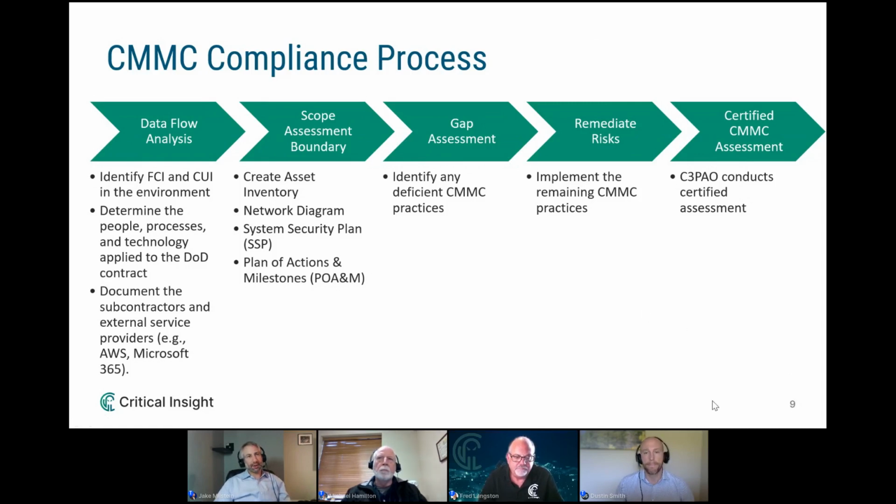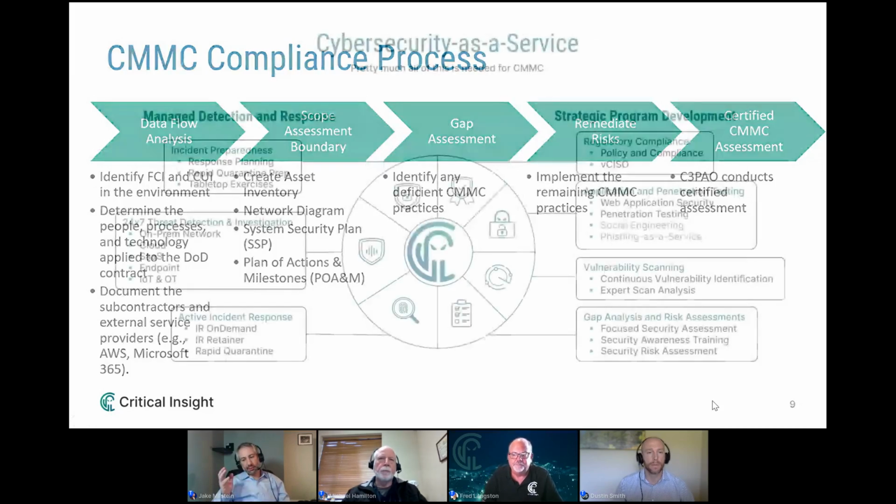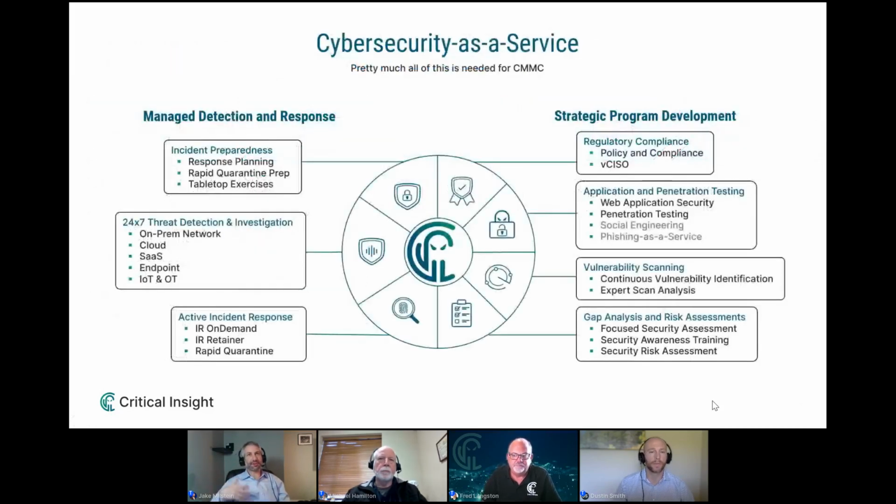Yeah, for sure. And the other thing we talked about is cybersecurity as a service, which is what we provide, because there's stuff that you can do on your own and stuff that you need to bring in somebody else to do. Dustin, when you look at all of the stuff on the left under managed detection and response, that includes incident prep, 24/7 monitoring, incident response, and then on the right, obviously the policy and compliance work is really important. vCISO, pen testing maybe, although not social engineering and phishing as a service, obviously vulnerability scanning, and then you have to have that risk assessment. How do you see this for clients?